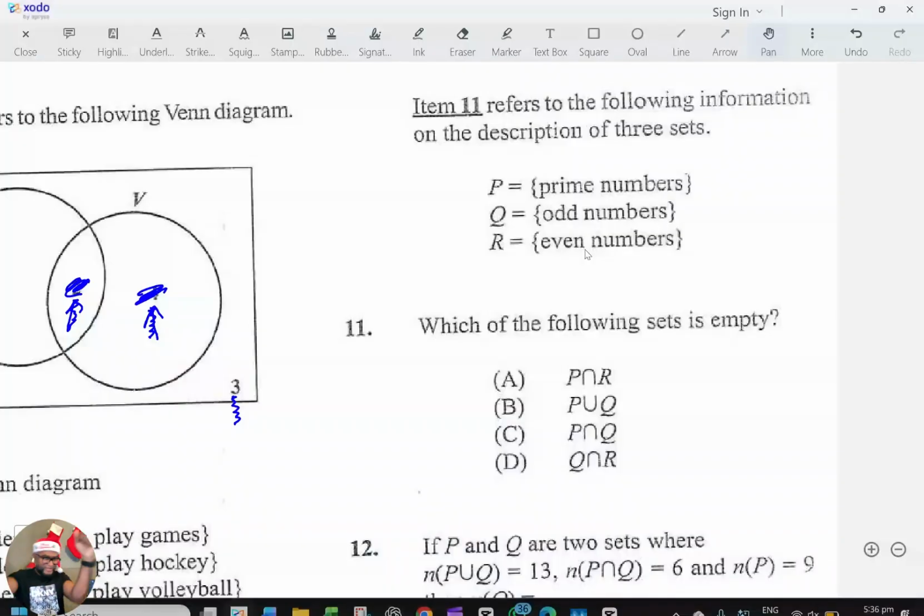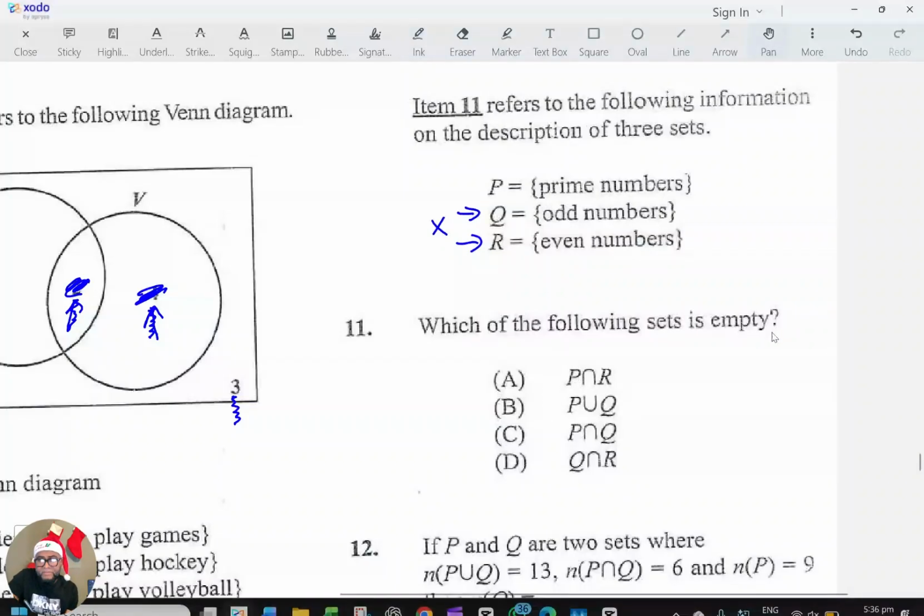Number 2. Very good. So we actually have a prime number that's even and vice versa. Now, the only thing that doesn't mesh here is that there are no odd numbers that are even. So let's see what's going on here.